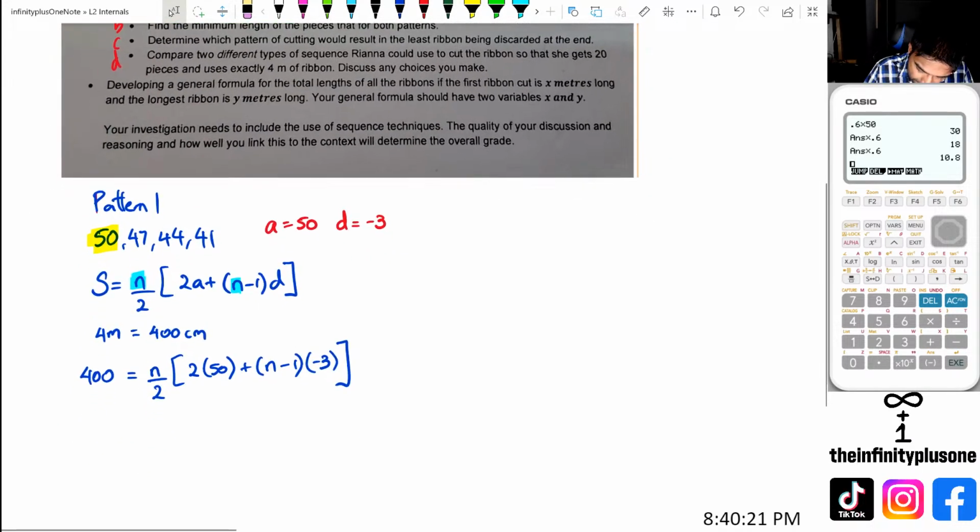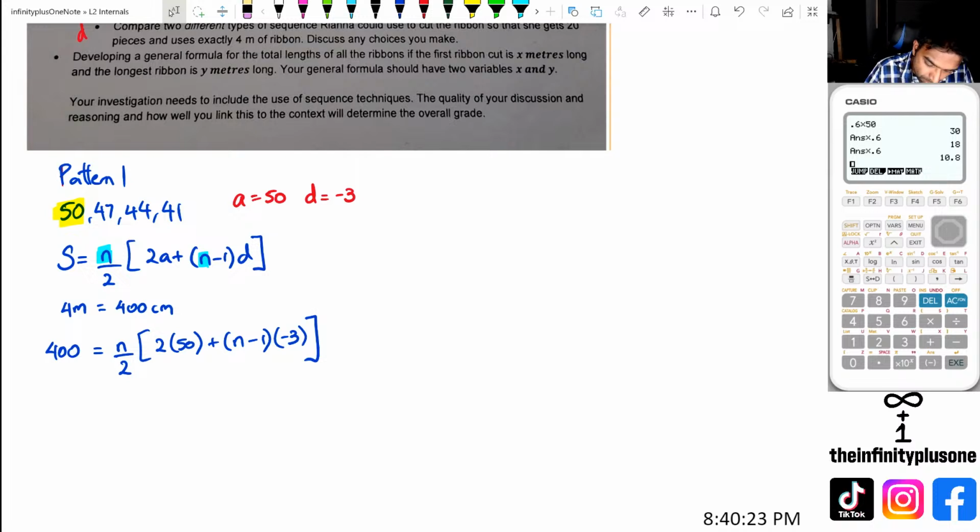So what I'm going to do is cross multiply the 2 first. When I cross multiply the 2, I will get 2 multiplied by 400 equals, inside the bracket I've got 50 times 2, which is 100, plus, maybe not plus, let's get rid of the plus, because what I've got is negative 3 times n, which is going to equal negative 3n. Then I've got negative 3 times negative 1, which equals plus 3.